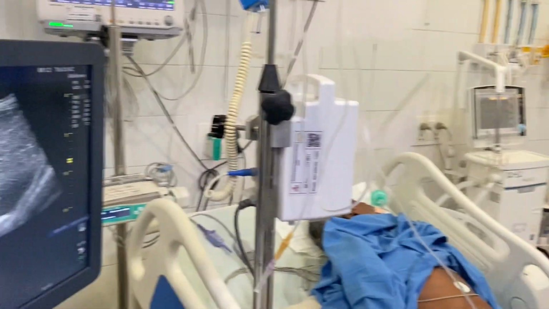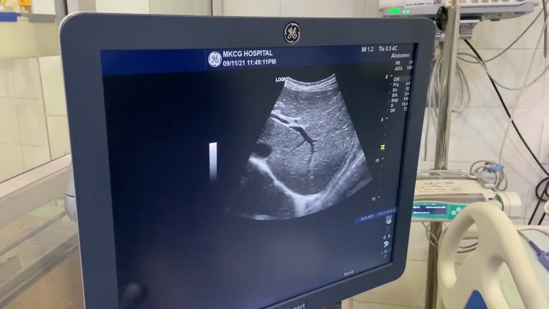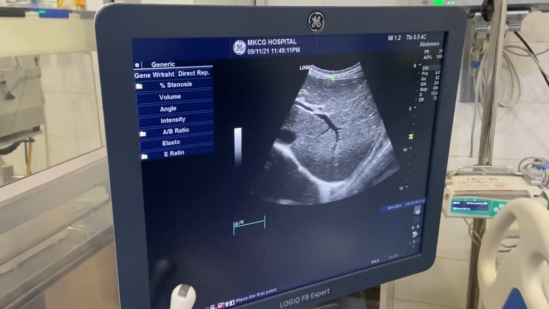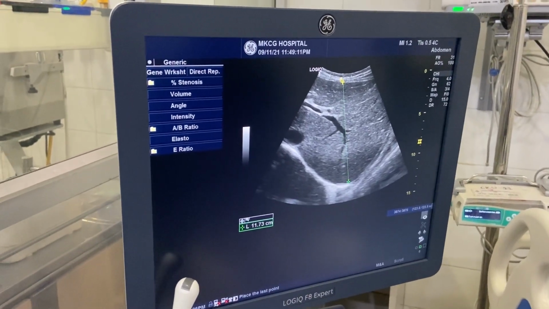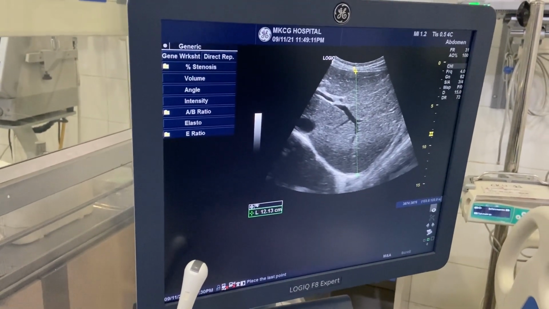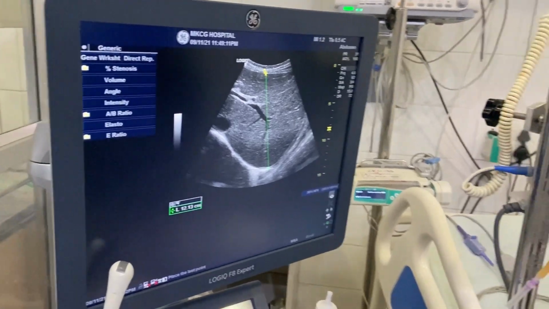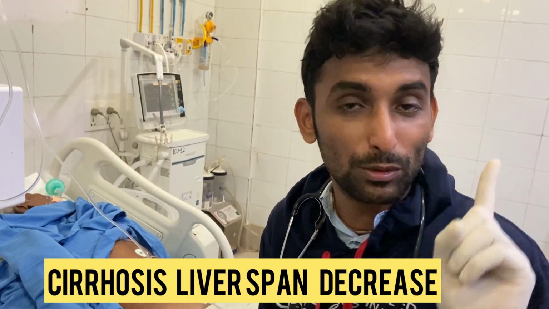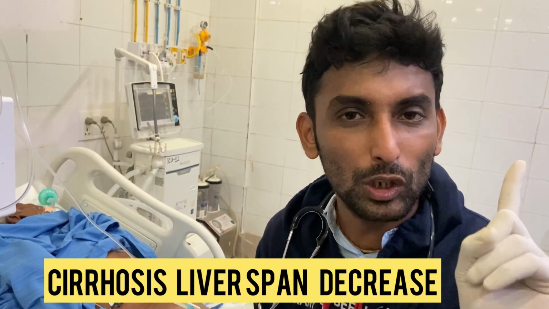Let's see. So we have to go for the measure option, and we'll be using this one here. You have to see the longest craniocaudal direction. So you can see now the liver span over here is 12.13 centimeter. I have already told you the normal liver span is 12 to 15 centimeter. In a case of cirrhosis, the liver gets contracted. It is less than 12 centimeter. In a case of cirrhosis, I am repeating, the liver span is less than 12 centimeter.